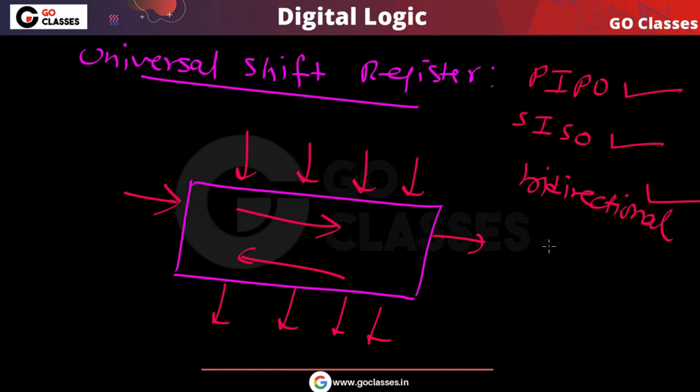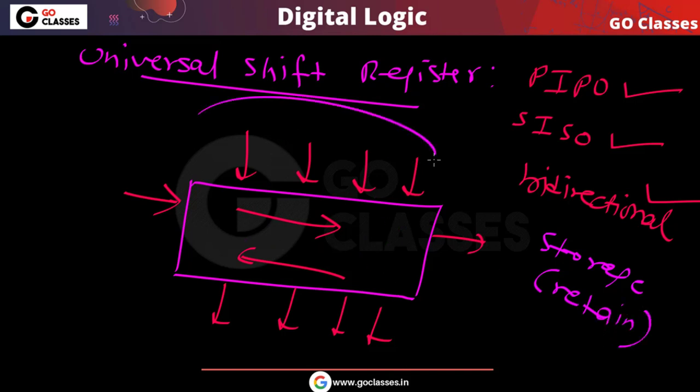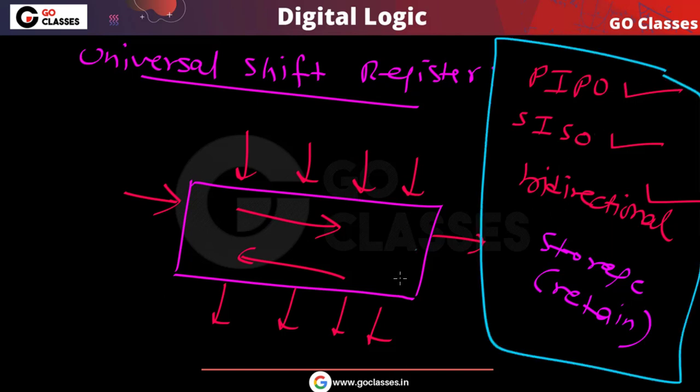And also we want something called no change. If you just want to store, or I can say retain the data, if you don't want to shift, you don't want to insert the data, you don't want right shift, you don't want left shift, all these functionalities must be there. We should be able to control it. If we want, we can have left shift. If we want, we can have right shift. This type of register is called a universal shift register.